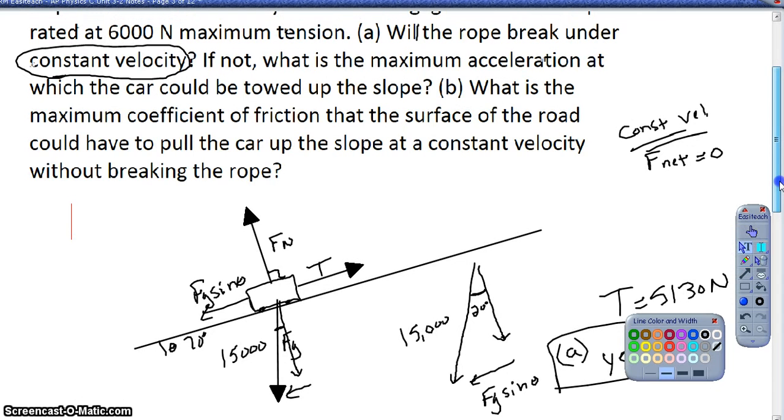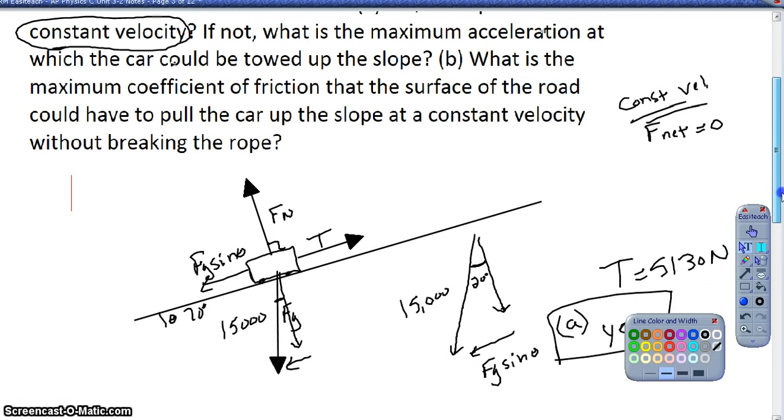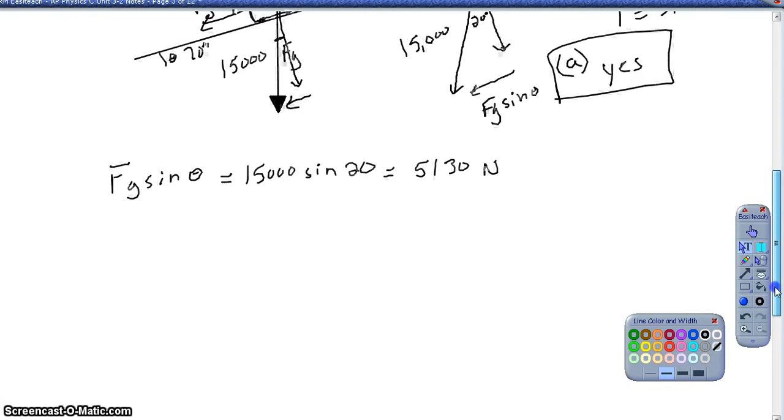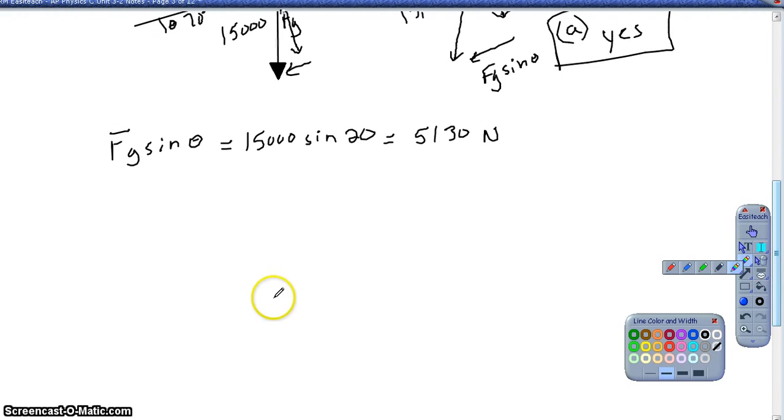For part B, what is the maximum coefficient of friction that the surface of the road could have to pull a car up the slope at a constant velocity without braking? So the idea here is, if I focus again on that car, I've got the tension pulling up, I've got my force of gravity pulling down, and now I'm throwing in friction. I'm saying that, yes, there is some friction involved.